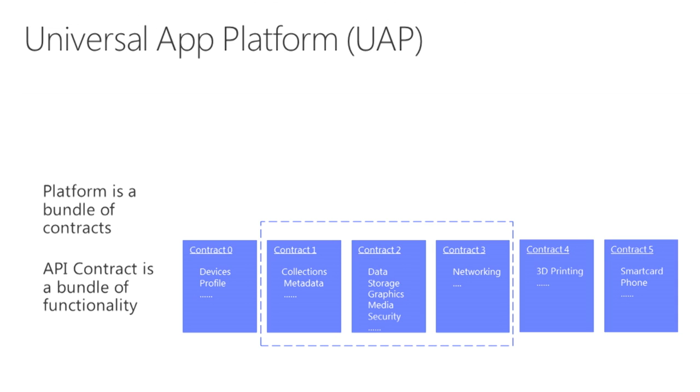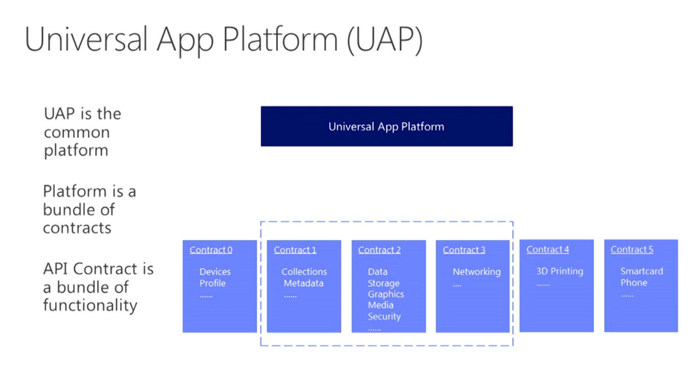So if your app targets a platform, the app can rest assured that all the specified API contracts would always be available on all target devices that claim to support this platform. And once we know what a platform is, UAP or Universal Application Platform is nothing but the most common platform, which consists of the most common, most popular, and the most fundamental API contracts that are always available on all devices, and your app can always rely on them.